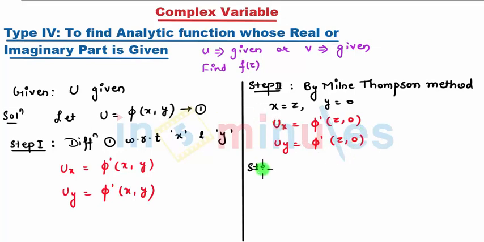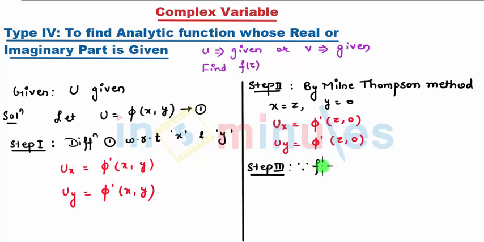So now step 3, once you substitute this, see, we need to find what? We need to find f of z. Now f of z is nothing but u plus iv. But directly we can't find u plus iv. Instead of that, we will be finding ux and vx. That means we will be getting a form of f dash of z is equal to ux plus i vx. You can get in that form.